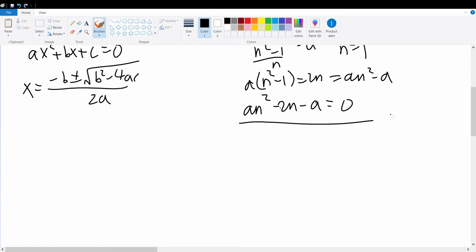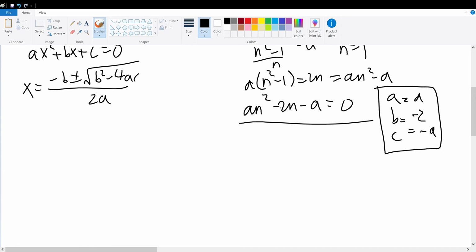So we can solve this quadratic equation by first defining our a term, b term, and c term respectively: the a term being the coefficient of n squared, a; b being the coefficient of n, negative 2; and c being the constant, which is negative a. With this in mind, we can substitute into our quadratic formula to find our variable n to be equal to negative b, which is 2, plus minus the square root of b squared, which is 4, minus 4 times a times negative a, to get 4 plus 4a squared, divided by 2 times a, which will be 2a.